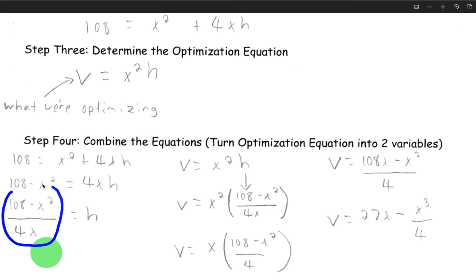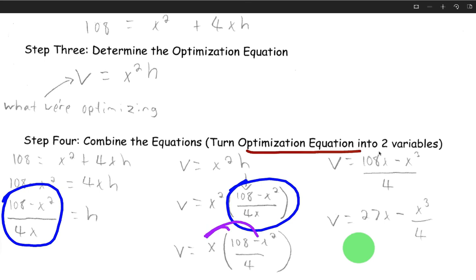So notice how h is equal to that. It's going to be replaced by that. And if you want to, you can do some simplification. X squared over x is just x up here. And then I can distribute the x into both of these using the distributive property. So it will become 108x minus x cubed over 4. If I want to simplify even further, 108 over 4 is 27x. And then x cubed over 4 just remains x cubed over 4.